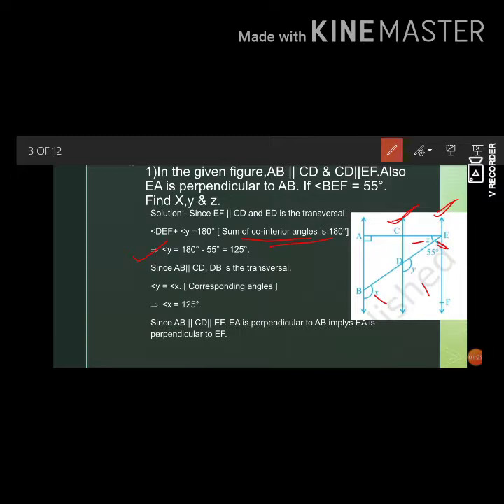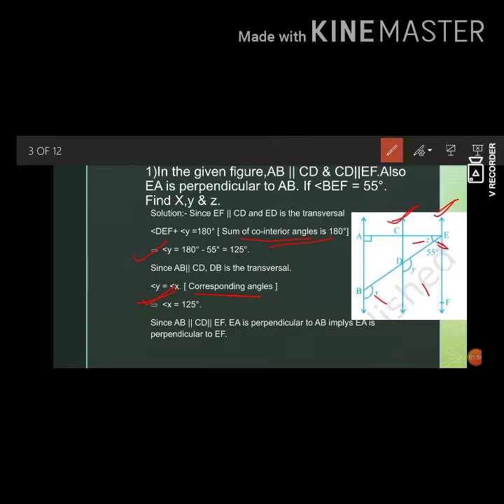Now, if we consider AB and CD as parallel lines and DB as a transversal, we can easily see angle Y and angle X are corresponding angles. So, since angle Y is 125 degrees, angle X is also 125 degrees. So, two of the angles required to find are achieved. Last, we have to find angle Z.